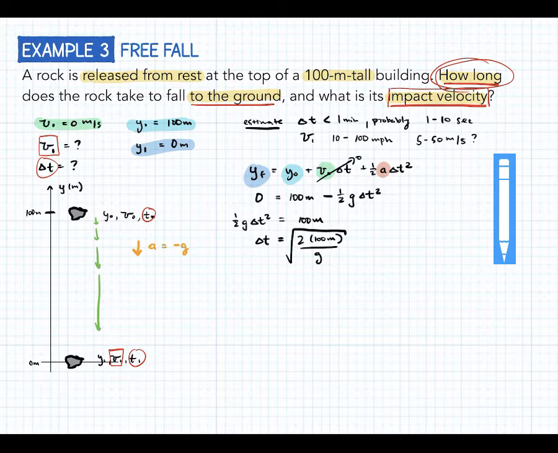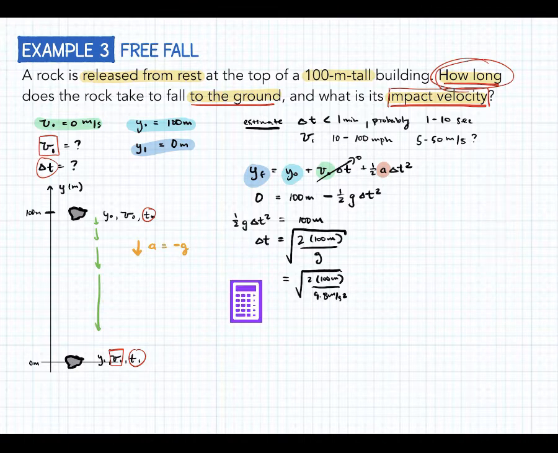Then we can plug in the rest of our numbers. So that's going to be the square root of 2 times 100 meters divided by 9.8 meters per second squared. Now remember, you don't need to add the negative sign here, because we already put it here. So make sure you don't plug in the negative sign multiple times. When we actually solve this, because this is a square root, we end up with plus and minus 4.52 seconds. Of course, negative time doesn't make sense because this is a real world problem. So we choose the answer that makes the most sense. That's 4.52 seconds. That's our delta t.